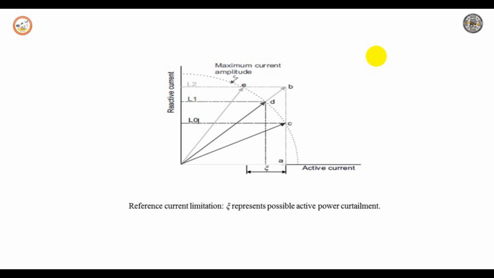So this is about the current vector or the voltage control of this distributed generation. So in coordination with the distributed generation, the voltage control, how to control the voltage. So let us move on to one more topic, that is coordinated voltage control.